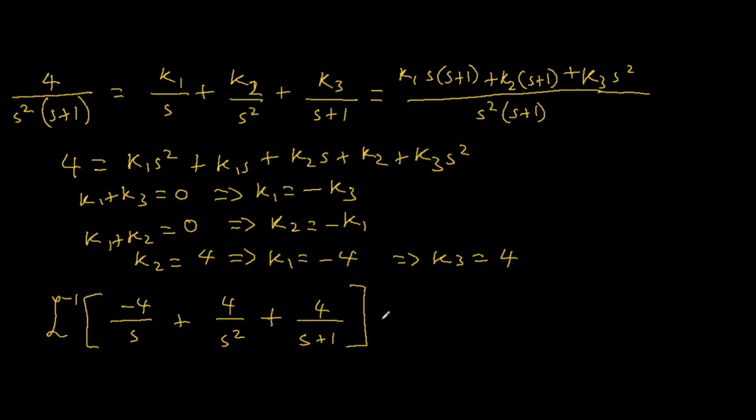Now, to find the inverse Laplace transform of this, I believe I can just write this out and you already know the solution to this. So minus 4 u of t plus 4t u of t plus 4 exponential negative t. And this is our solution. This is the inverse Laplace transform of that original expression.